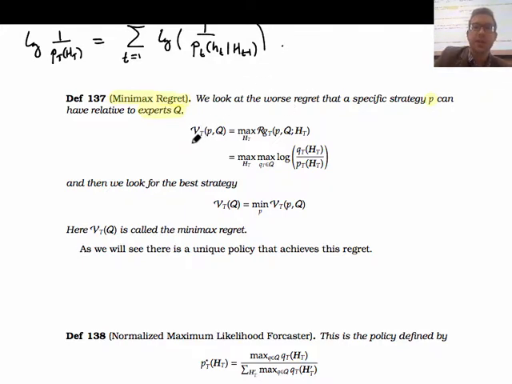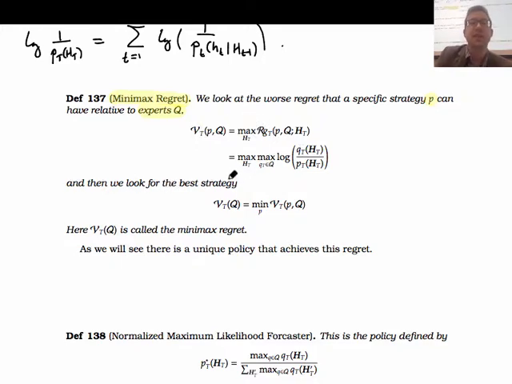So I define this term V_T(P, Q). This term means what's the worst thing that can happen for my policy P when compared with these experts Q. Essentially, I'm looking at the regret and maximizing over the sets of outcomes of the horse races. So I'm looking over all the things that can happen with the horse races and saying, what's the worst that can happen to me? How much is the most that I can regret this? And then we've done a maximization over the outcomes.